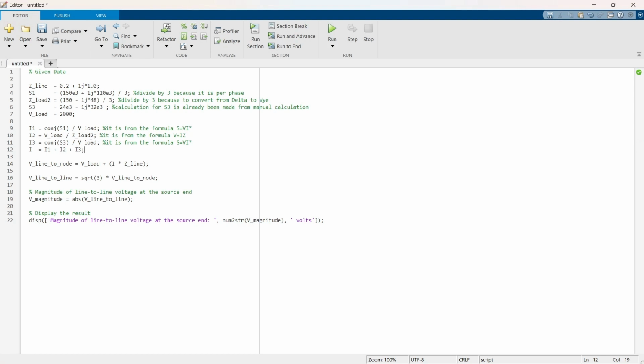We can get this equation from the formula V equals IZ. For the current in the third load, we can use the conjugate of S3 over V load. It is the same as the current in the first load, where we use the formula S equals VI conjugate. So the total I would be I1 plus I2 plus I3.